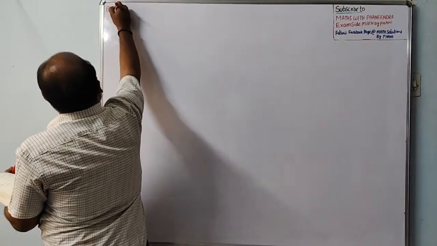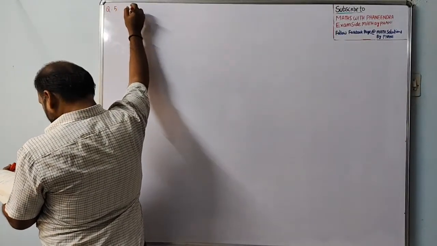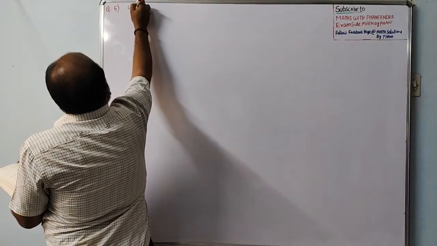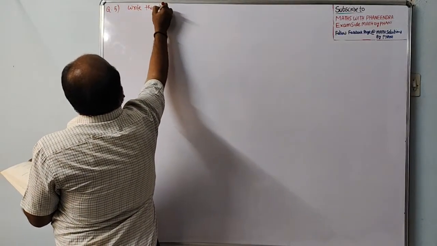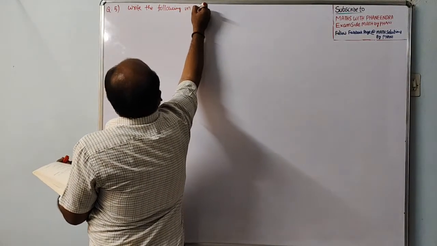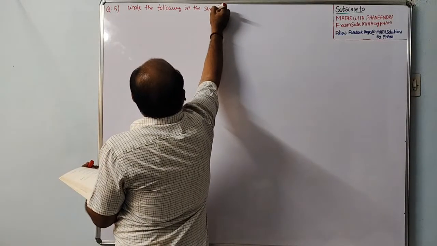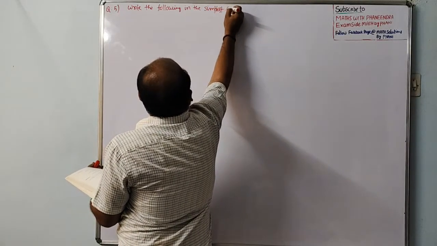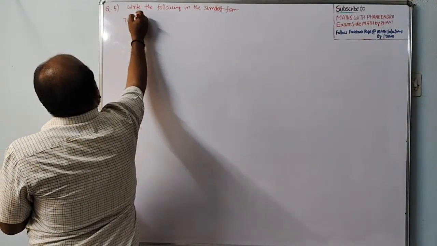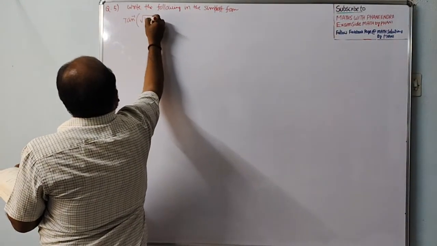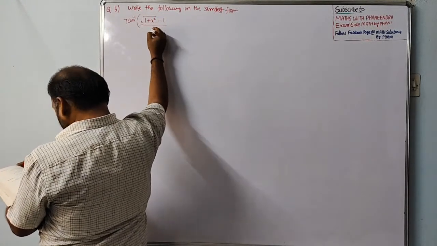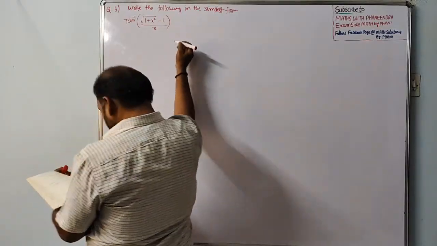Next, question number 5. Write the following in the simplest form. Tan inverse of root of 1 plus x squared minus 1 divided by x.